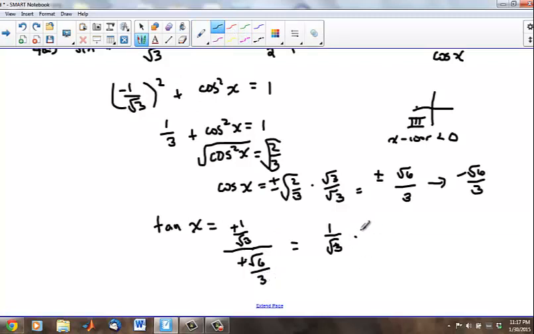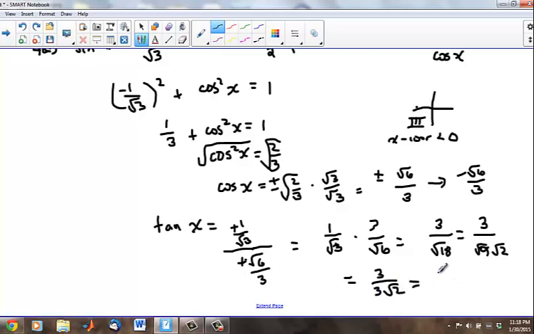Okay, so we have 3 over square root of 6, and that's going to equal 3 over square root of 18, and we can simplify that as square root of 9 times square root of 2, and the square root of 9 is 3, and so the 3's cancel, and you get 1 over square root of 2. Or if you rationalize it, that's square root of 2 over 2. Okay.